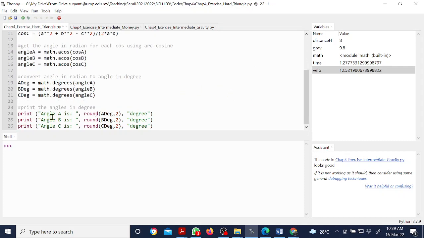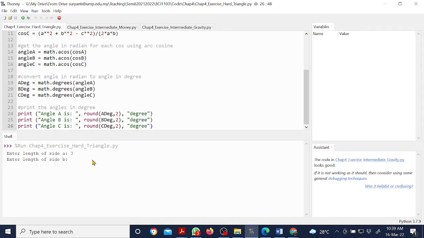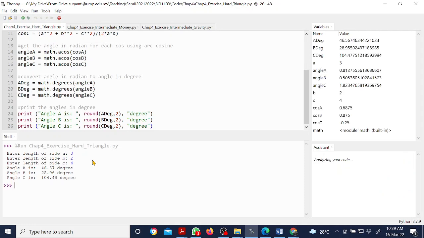So here angle A is based on A degree, and then I will round off to 2 floating points, and then I will print degree. Angle B for B degree, angle C for C degree. Okay, so if you run here, let's say I put the same input here, 3, 2, 4. So I have angle A is 46.57 degree, angle B 28.96, angle C 104.48.